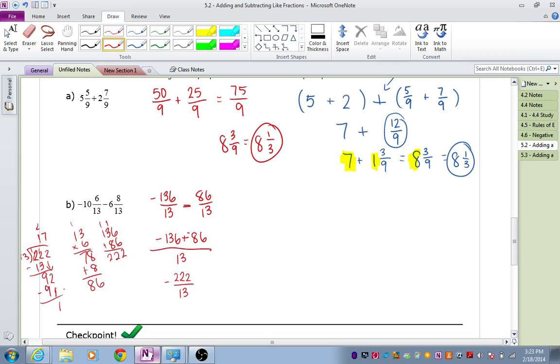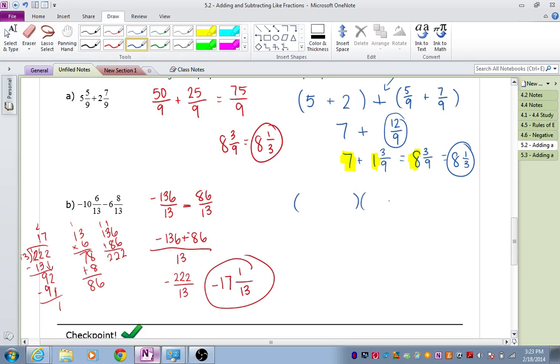So the way we work this out is we take our quotient, that's our whole number, so negative 17. We have a remainder of 1, so that's our numerator. And our denominator is 13. So negative 17 and 1/13. That one was a little bit of work. Let's try it with the other method.